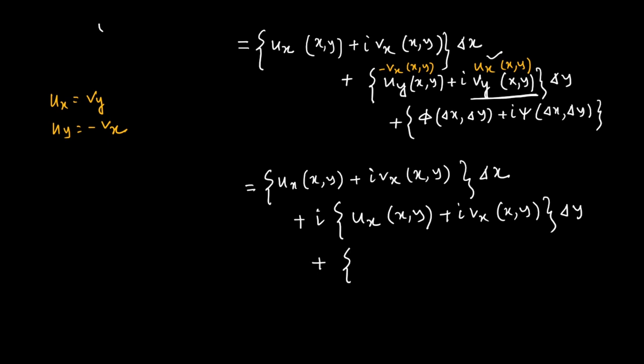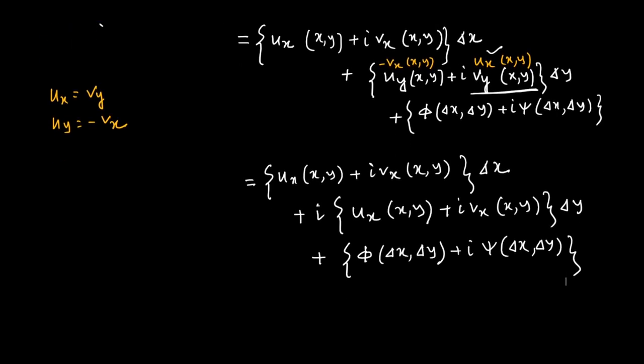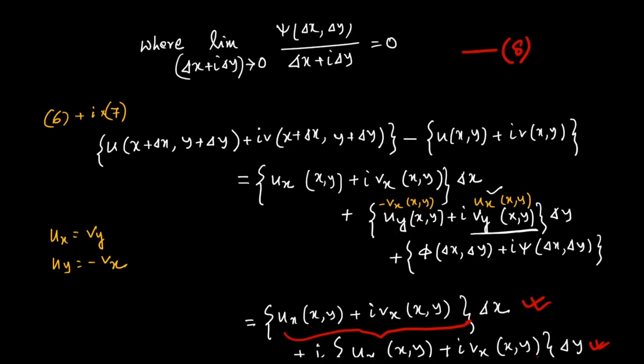So that means a nice expression we got, plus phi delta x delta y plus i into psi delta x delta y. I need only one more step. Therefore, this. Now, can you tell me? From this one and this one, I can take this part of the expression common. I can see in both the places I have this. Now, if I let delta x plus i delta y tend to 0, then what we will get? Okay, let us see that.